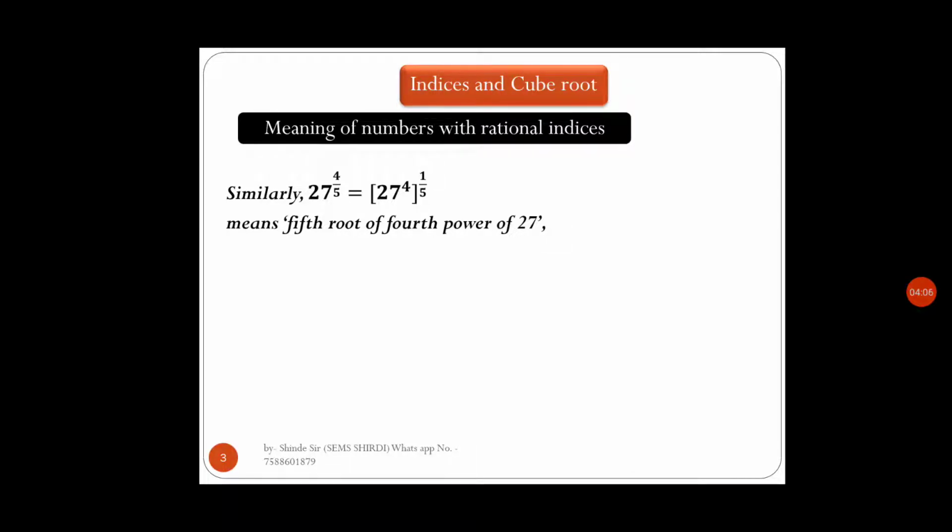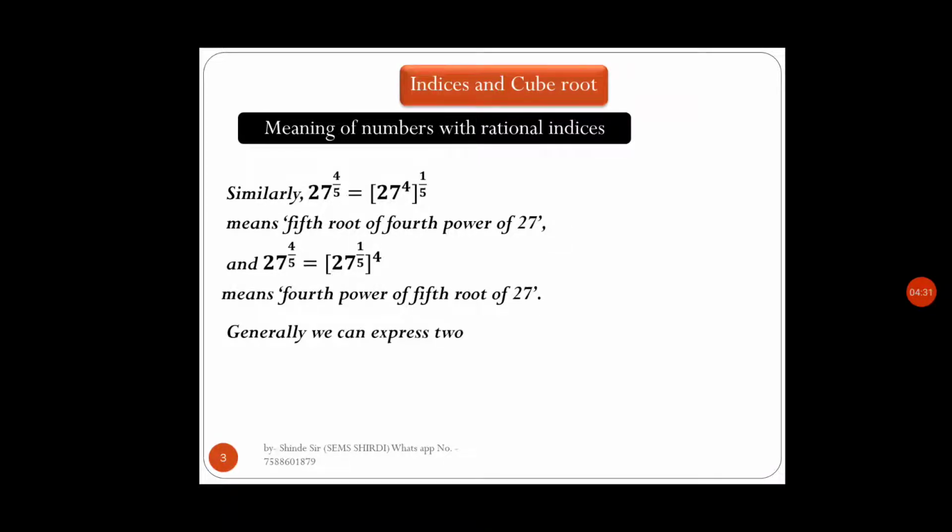And 27 raised to 4 by 5, how to write it? First we take the root, which means 1 by 5. 27 raised to 1 by 5 raised to 4, and how to read it? It means the 4th power of the 5th root of 27. Okay, like that.